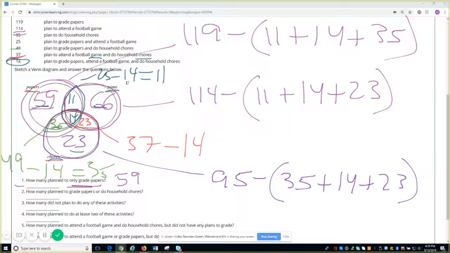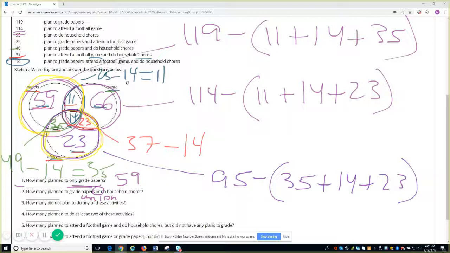Now, how many were grading papers or doing chores? Now, or is our keyword for union. It means we're going to combine everyone who is either grading papers or doing chores or both, which ends up being everyone inside the papers and the chores circles. All these numbers have to be added together to get that answer. That would be 59, 11, 35, 14, 23, and 23. So there's both. Okay, so adding those six numbers together will give you how many people are doing either papers or chores.